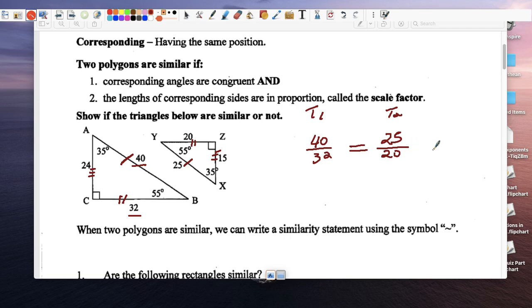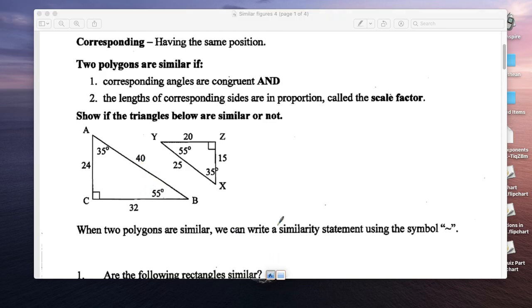If you cross multiply, which is probably the easiest way to see if they're proportional, similar or not, 40 times 20 is 800. And 32 times 25 is also 800. So obviously these two triangles are similar. Whoever drew this triangle, I don't think they did it correctly.